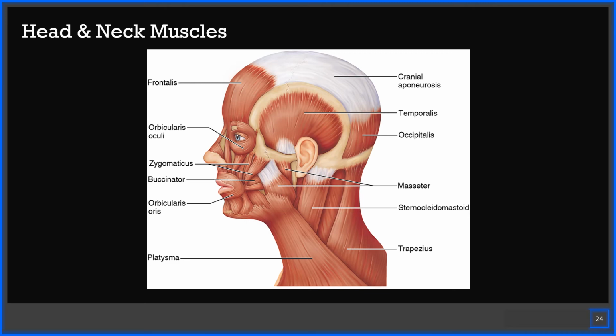So if you can feel the bone behind your ear, that's your mastoid process, which you can see is where this one inserts. If just one of these muscles contracts, the face is rotated towards the shoulder on the opposite side and tilts the head to its own side.